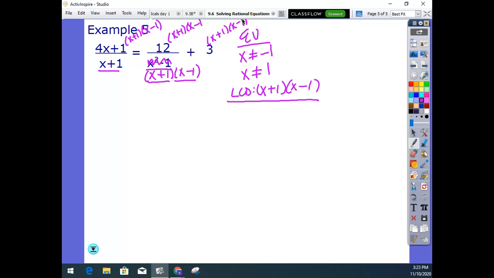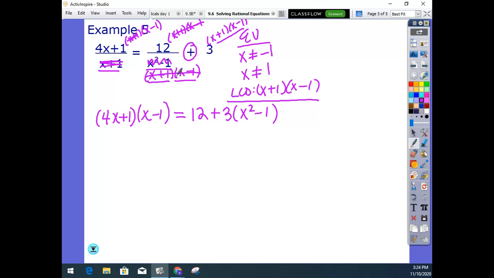All right. In the first fraction, the x plus 1's cancel, and I'm left with 4x times x minus 1, equals. Notice both of the factors cancel. I'm just left with 12 in that portion. Plus 3, and let's just distribute the x plus 1 times x minus 1. Remember, that's just x squared minus 1.